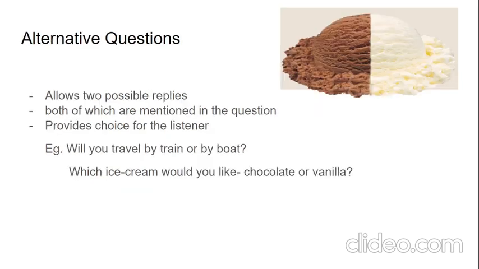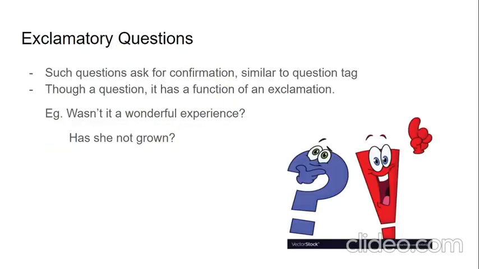The next one is the alternative question, where you are given a choice. The person who has to answer is given a choice, and that choice would mostly be mentioned in the question itself. Like, which ice cream would you like, chocolate or vanilla? And then you have the exclamatory question. It is a question, but it functions the same as an exclamatory sentence. But you don't use an exclamation mark, you use a question mark. And these questions are asked for confirmation.